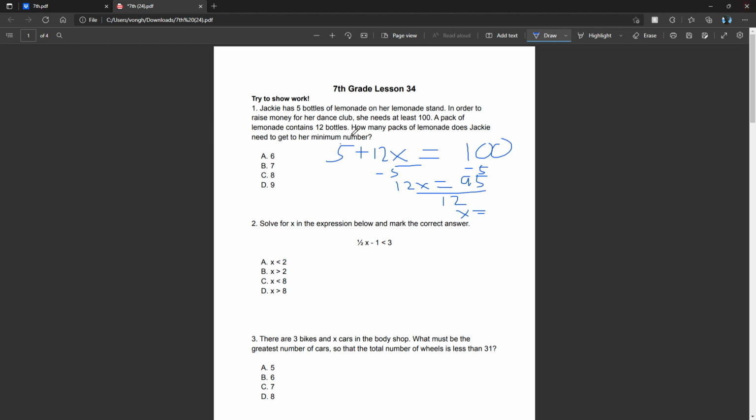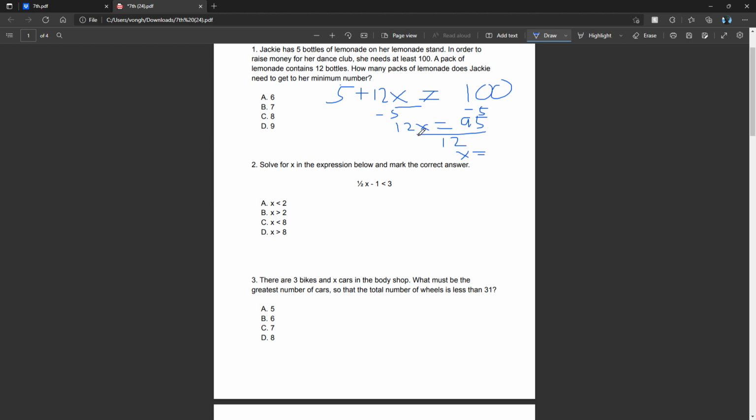So let's start off. She has 5 to start off, and then she needs to buy X amount of packs, and each pack contains 12 bottles, and it has to be greater than or equal to 100. I just wrote it here, we can draw this sign. So all we have to do is isolate X: subtract 5, then you get 12X is greater than or equal to 95.